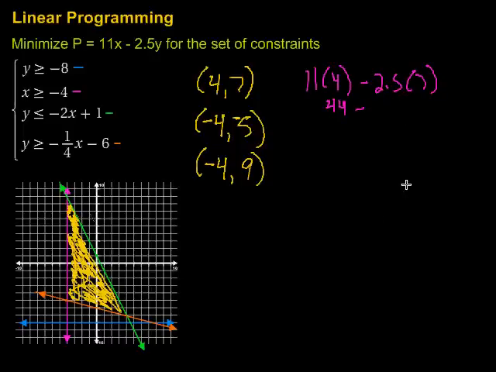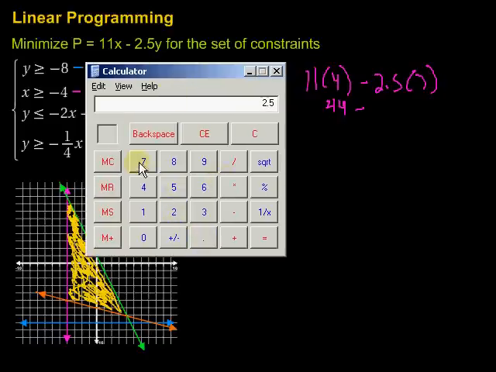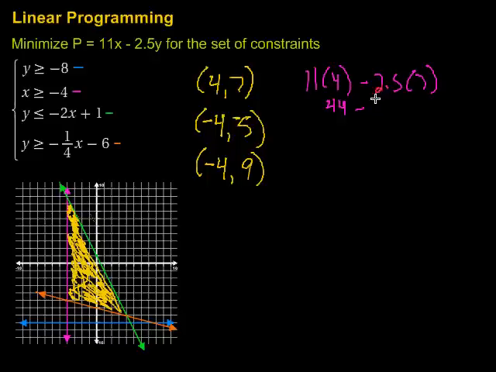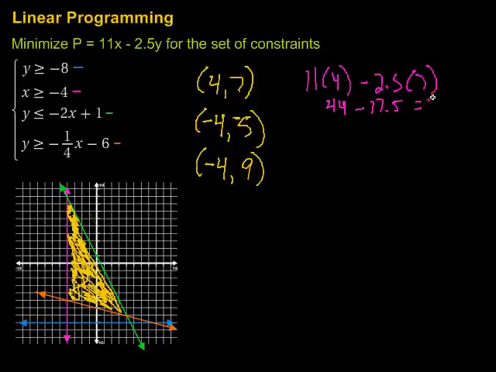Well, 2.5 times 7. Let's just grab my handy calculator here and see what we get, just to be safe. I think I might know what it is, but I don't want to goof up. 17.5. Okay. So I have 44 minus 17.5, which gives us 26.5. So that is for our 4, 7. I'm going to make a little table like so, and P for this one is 26.5.